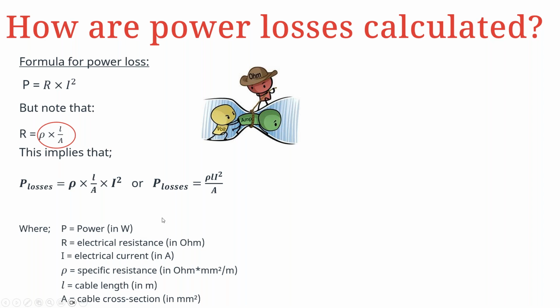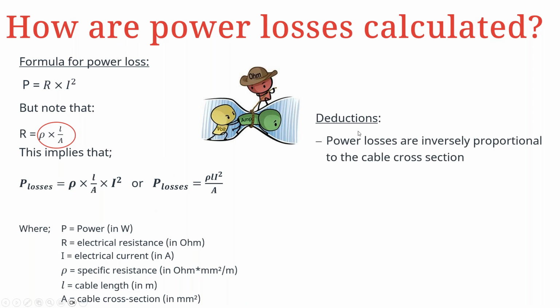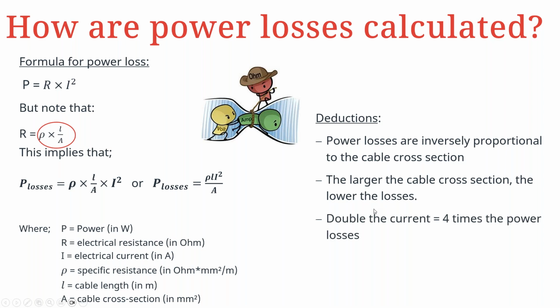So having gone through this defining process for power losses, we're going to make some basic deductions. These deductions are that it is now obvious that the power loss is inversely proportional to the cable's cross-sectional area. What does this mean? It means that the larger the cable cross-section, the lower the losses. Now, in addition to this, if you double the current, it's going to yield 4 times the power losses. So this is also obvious.